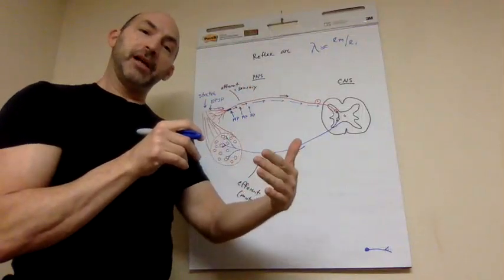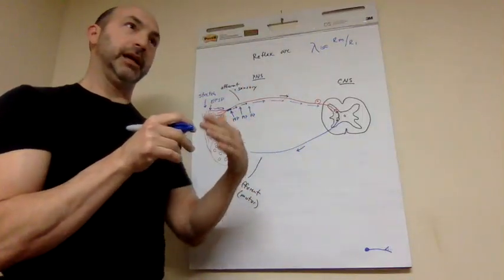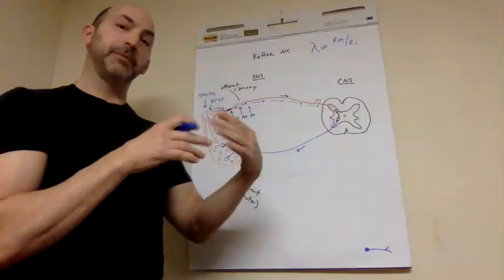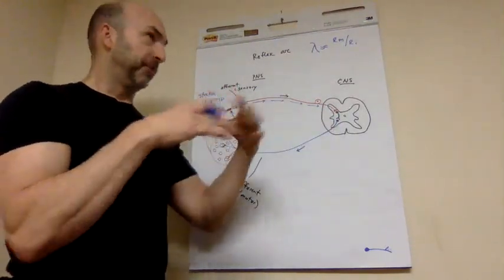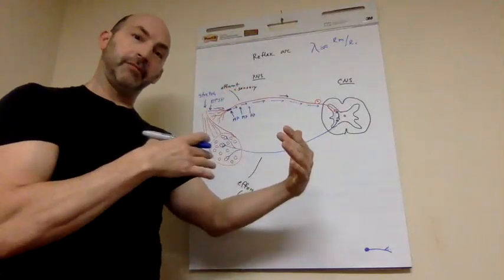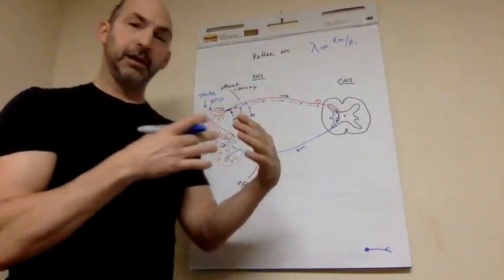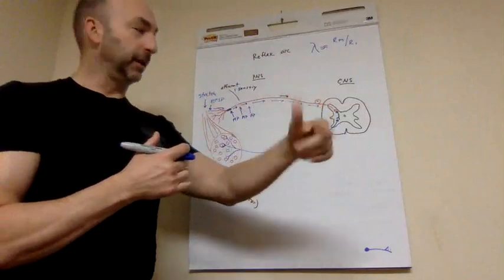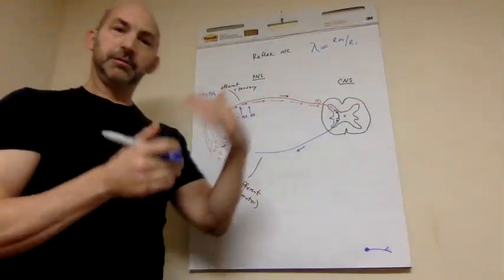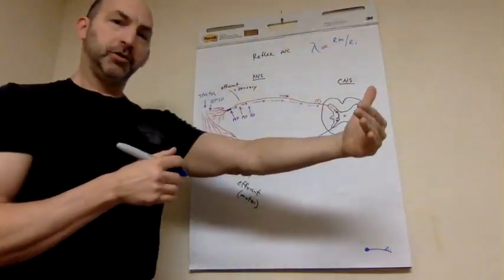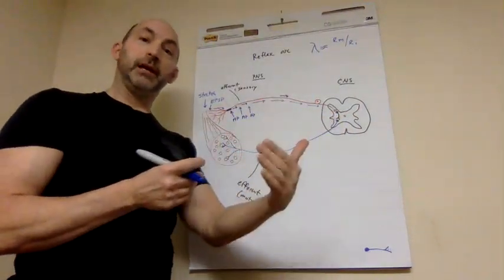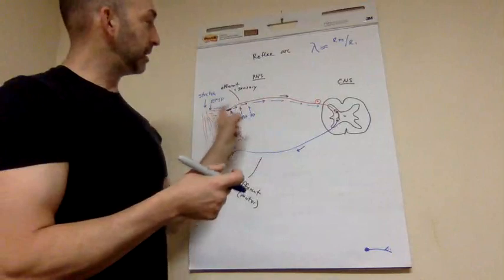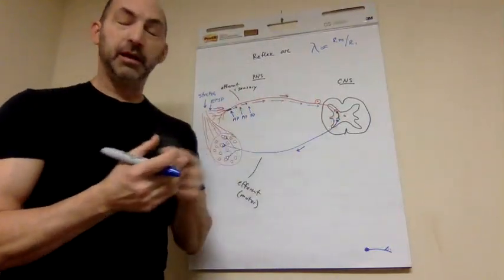The calcium influx would result in the neurotransmitter-containing vesicles fusing with the synaptic membrane of this red cell, the sensory cell, and neurotransmitter would be released into the synaptic cleft, diffuse, and bind to receptors on the postsynaptic interneuron. That could generate an IPSP, but in this scenario, it's probably going to be an EPSP.